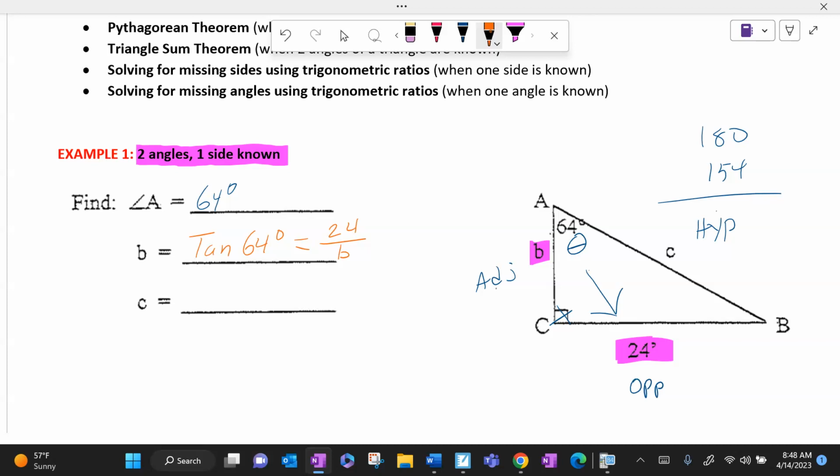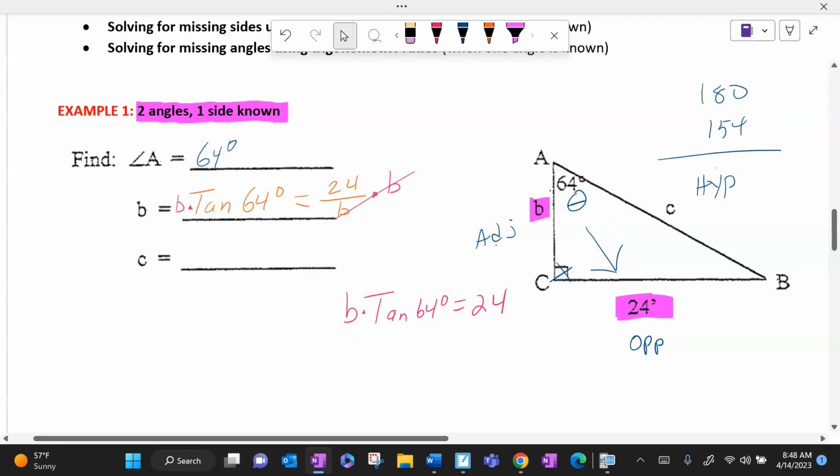All right. Now, before we can type this in our handy calculator, we got to get b by itself. So my first move is going to be to get b out of this fraction. The opposite of dividing by b is multiplying by b. Whatever I do to one side, I better do to the other. So, running out of room here, we get b times the tangent of 64 degrees equals 24.